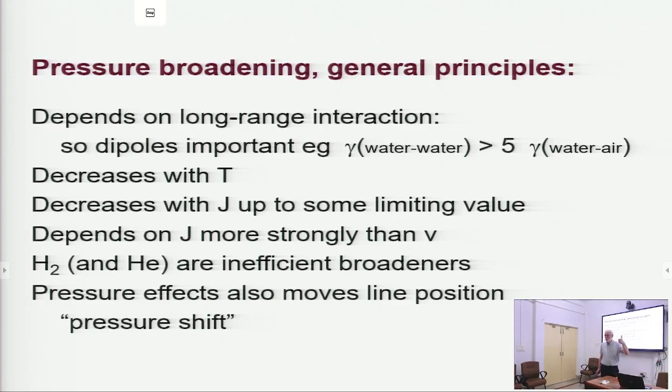Gamma is a function of temperature, and it's a function of the 2 broadeners, and then it's a function of every single line you look at. And gamma for water is typically 5 times water-air, for example. Hydrogen, which is of course extremely important astronomically, is a very inefficient pressure broadener, as is helium, for 2 reasons.